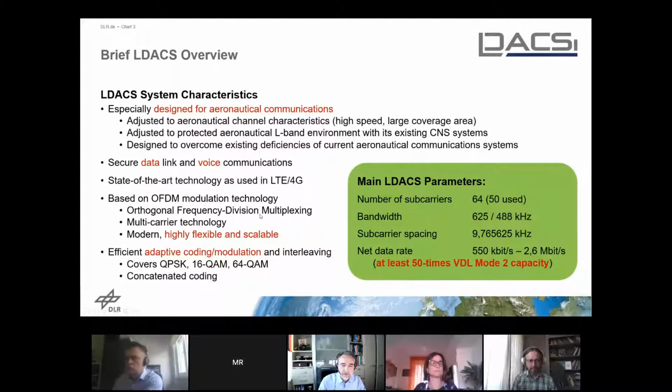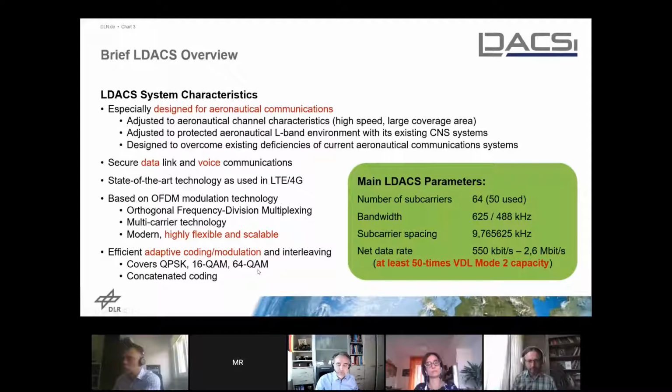We also had a look at the current aeronautical communication systems and their deficiencies and designed LDACS to overcome these deficiencies. So LDACS makes available a secure data link and voice communication. LDACS uses state-of-the-art technology as used in modern mobile radio communications. It is based on orthogonal frequency division multiplexing technology, which is a multi-carrier technology, which is highly flexible and scalable. LDACS also makes use of adaptive coding and modulation together with interleaving. That means that we not only cover standard QPSK modulation schemes, but also higher modulation schemes like 16 QAM, 64 QAM, and we also use concatenated coding. And with that, we can reach higher data rates.